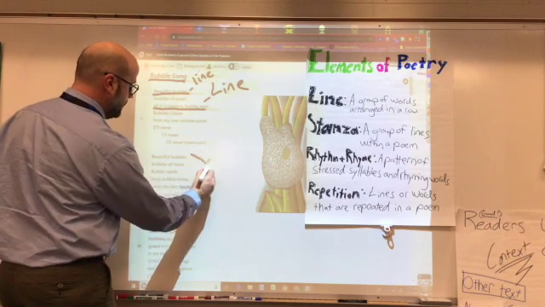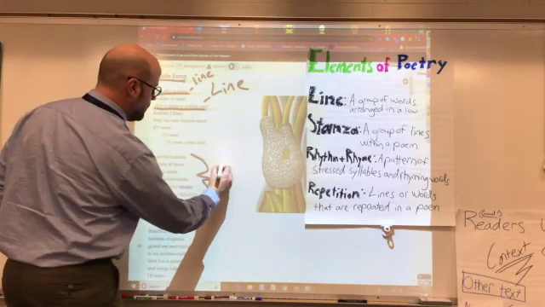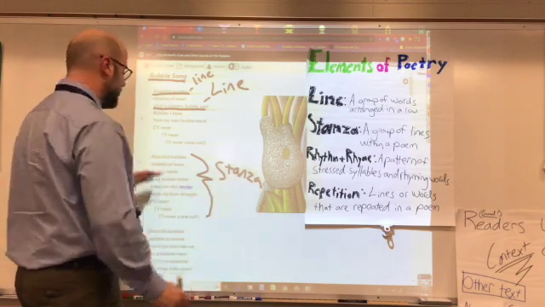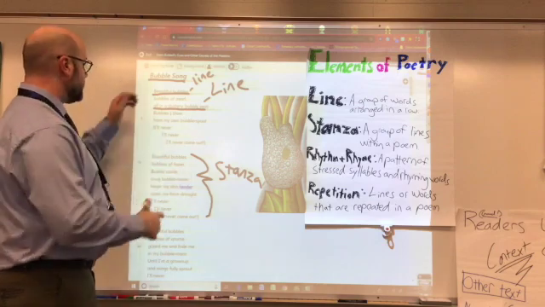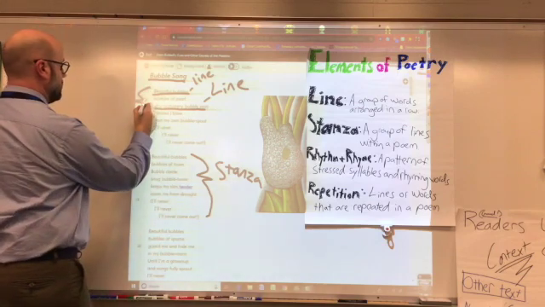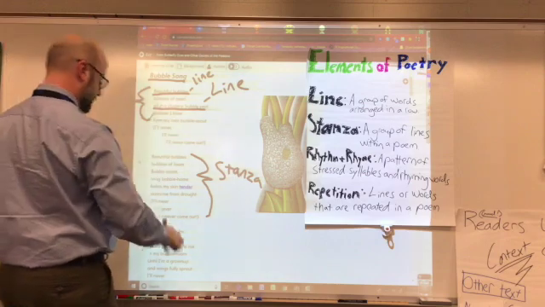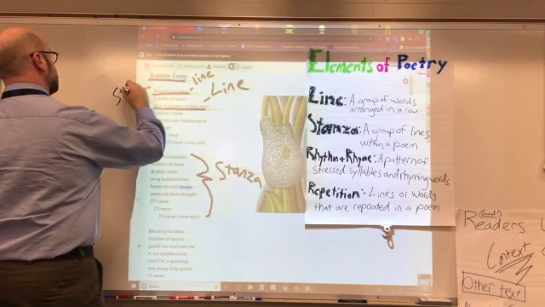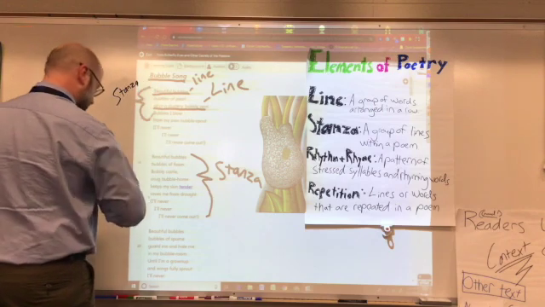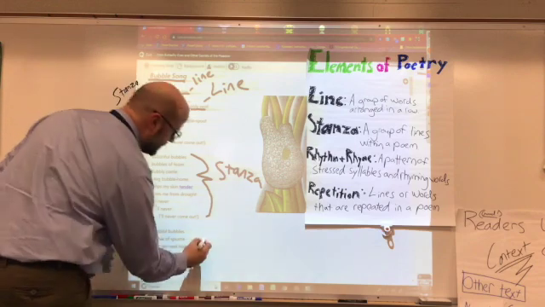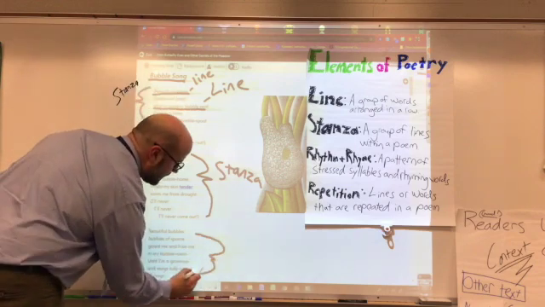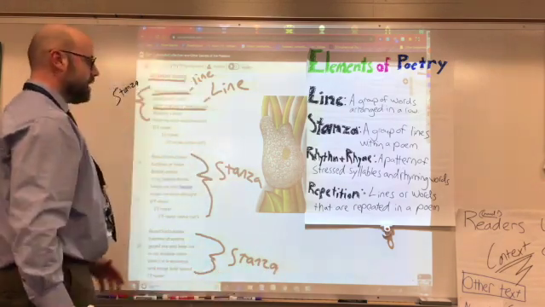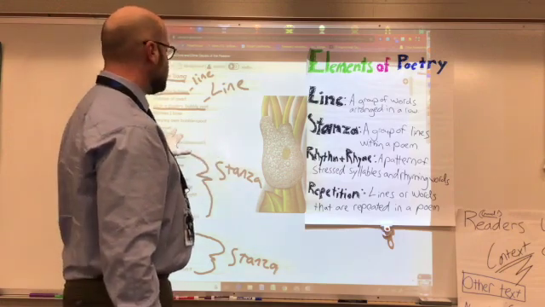These all together, all these lines together form a stanza. That's a group of lines within a poem. That's a stanza. And then this last one down here too, that's also a stanza. A stanza has the lines. Okay? And then, what else do I notice in here?